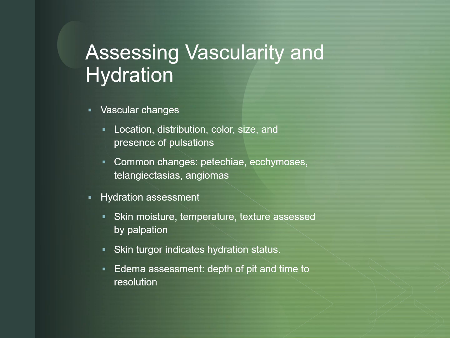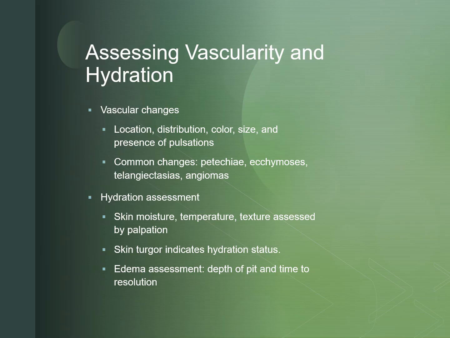So assessing vascularity and hydration. So when assessing vascularity, we're really looking at what the skin is telling us about circulation. So we're assessing location and distribution. Is it localized or widespread? We're looking at color. Is this red, purple, blue? It can indicate different processes of the healing stages. Size can help us differentiate between benign versus concerning findings. And then checking for pulsations, if applicable. This may indicate vascular involvement.